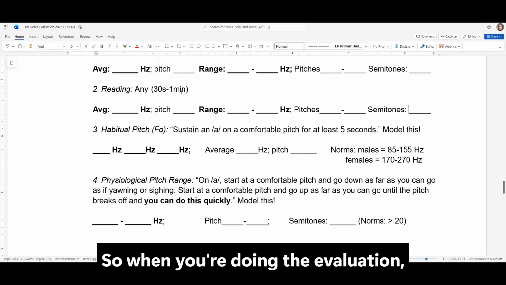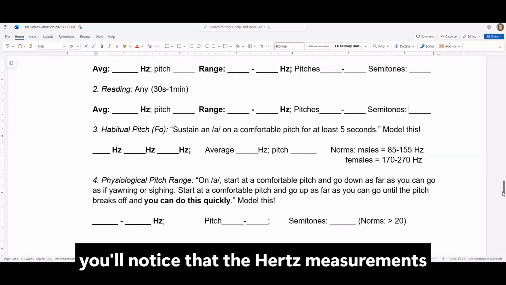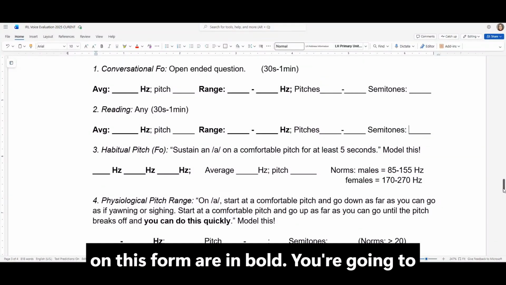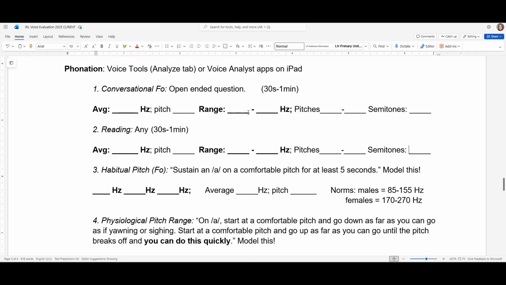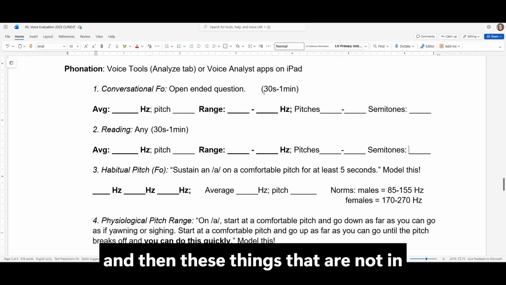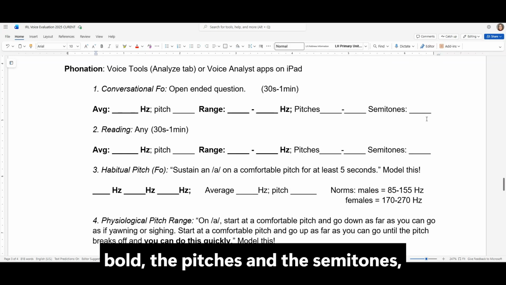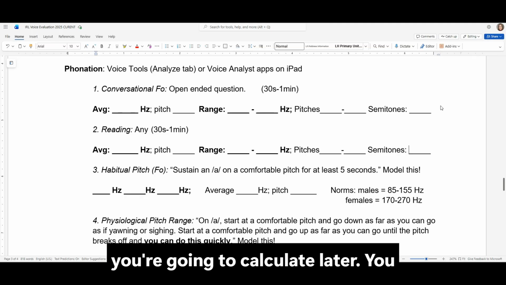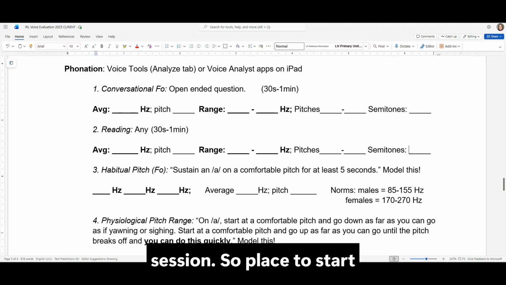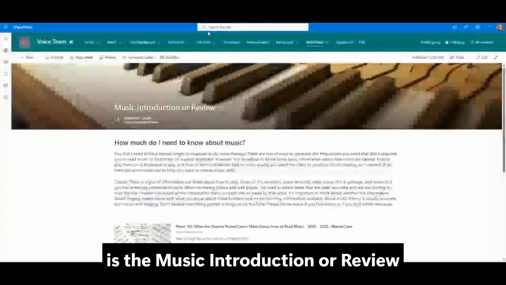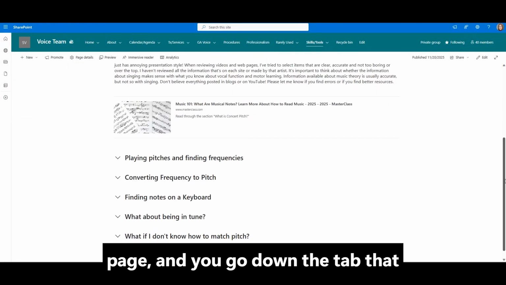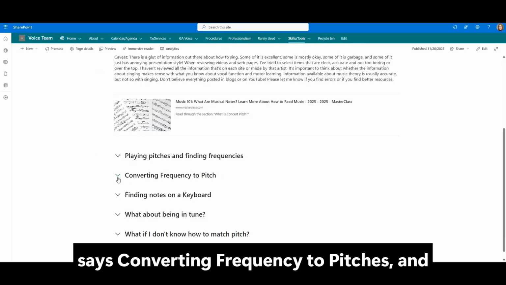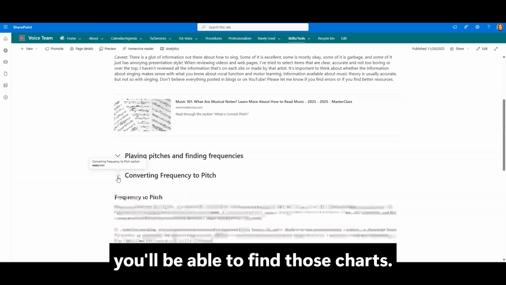So when you're doing the evaluation, you'll notice that the hertz measurements on this form are in bold. You're going to get that data from your app. And then these things that are not in bold, the pitches and the semitones, you're going to calculate later. You don't have to do those during the session. So place to start is the music introduction or review page. And you go down the tab that says converting frequency to pitches, and you'll be able to find those charts.